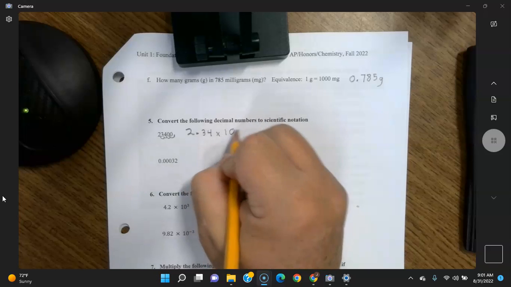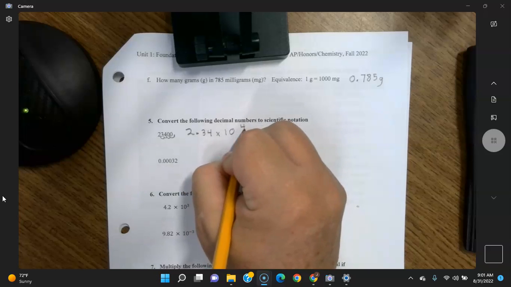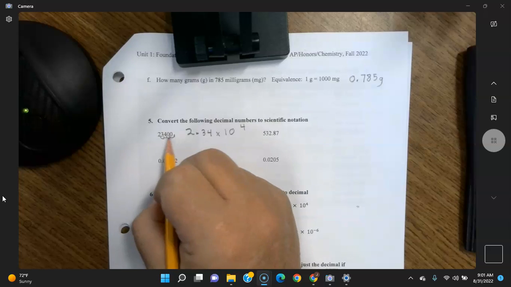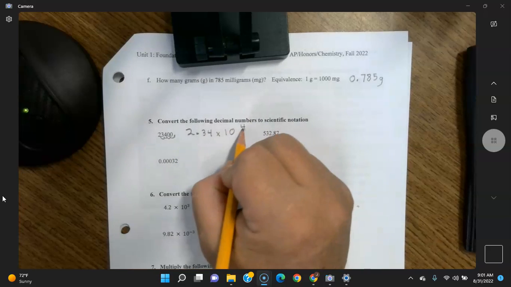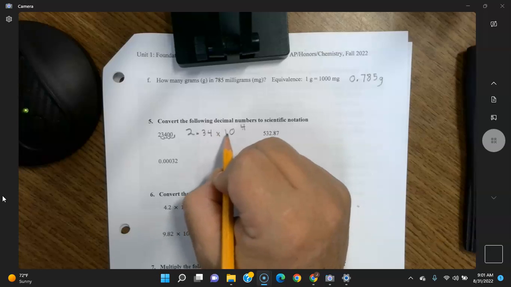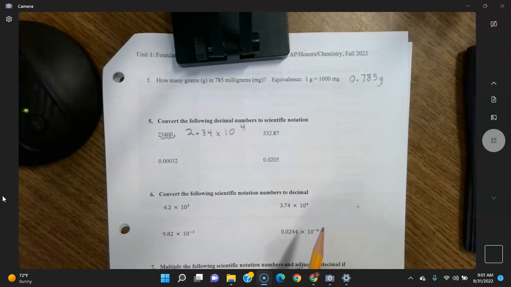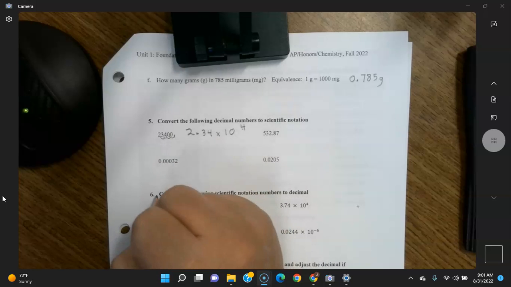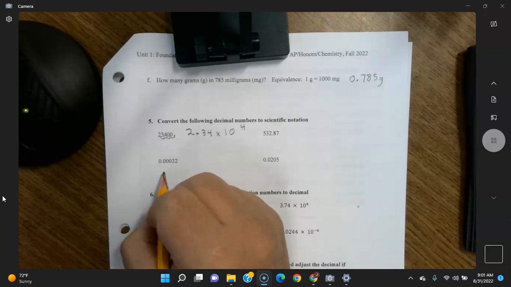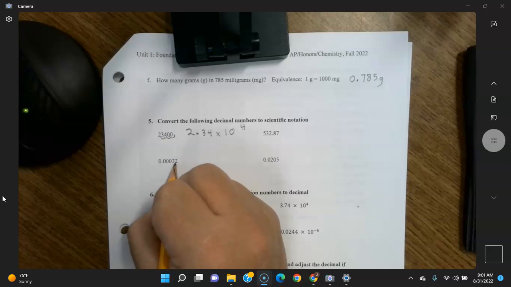times 10 to the 4, but is it positive or negative? So just ask yourself, is this number that we started with bigger than 1 or smaller than 1? Not negative, but smaller than 1. Well, clearly 23,400 is bigger than 1, so it's a positive 4. So it's 2.34 times 10 to the 4th. Okay? How about this one? Okay, move it to create a number between 1 and 9.999, so that's going to be 3.2.